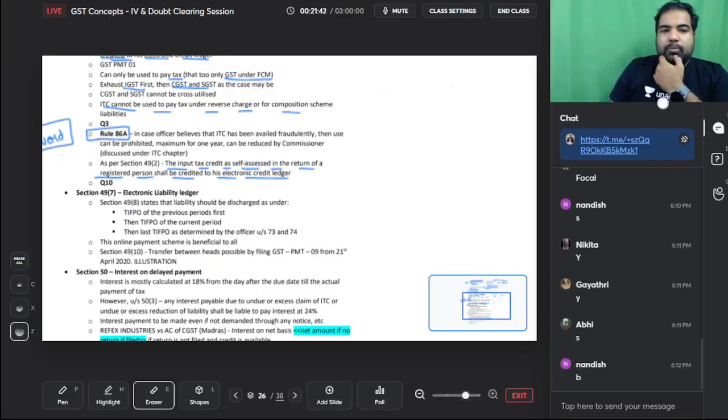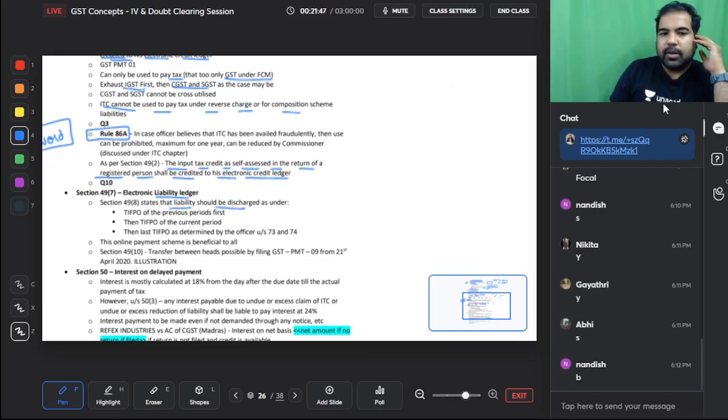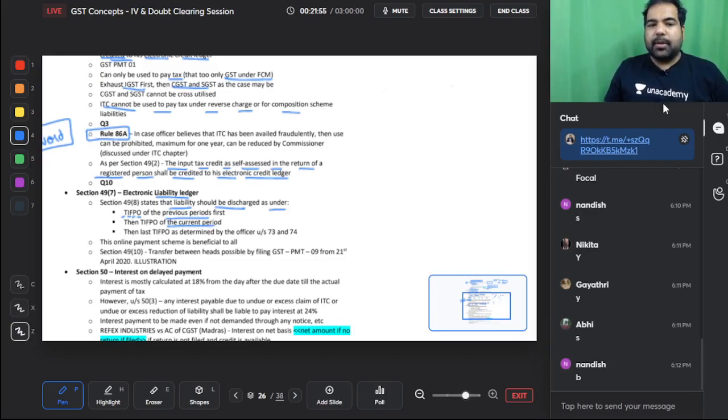Alright, moving ahead to the liability ledger, guys. The liability can be tax, interest, fees, penalty, others. It has to be discharged as under: first the prior period, then the current period, and then the liability determined by the officers under sections 73 and 74.